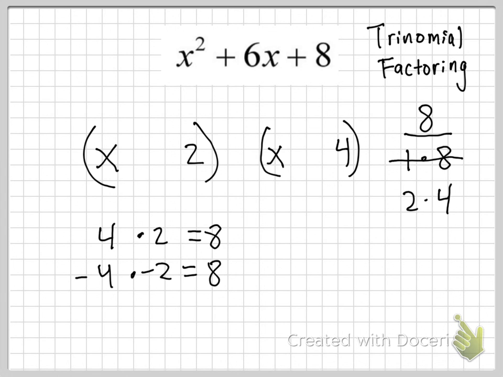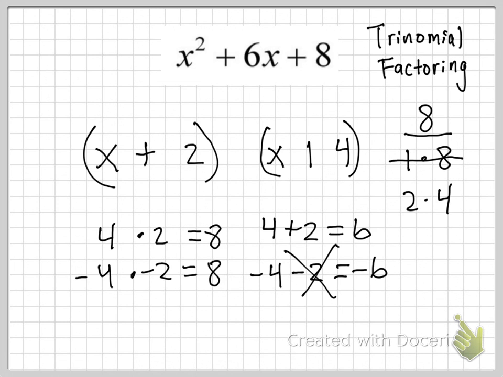Well, what about adding or subtracting? So let's try the negatives first. If I do negative 4 minus 2, which is the same thing as negative 4 plus negative 2, that will give me negative 6. But I have a positive 6 for my second term. So therefore, this also cannot work. What it means is that, common sense, positive 4 plus positive 2 is positive 6. And that's the positive 6 in my second term. So the only thing that works is the two positives, the positive 4 times positive 2 and positive 4 plus positive 2. The positives are going to work.